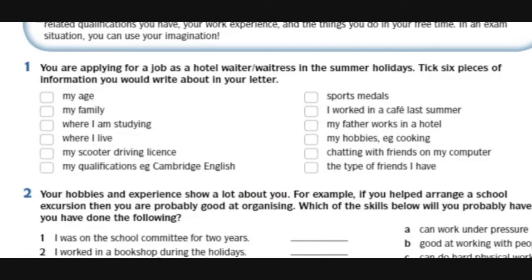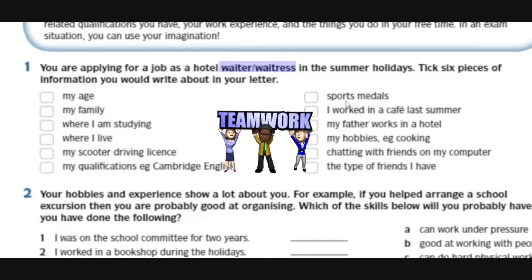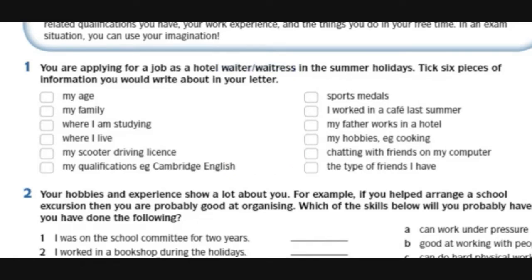So your boss knows that this student is very good in sports. Although sport is not really related to the waiter or waitress job, from there he knows your personality. He knows that he has an athletic spirit. Or this person may be good in working with people because in some sports you need teamwork, right? So this one, I worked in a cafe last summer, refers to your working experience. So you let the boss know that you have similar working experience, then your chances of being hired will be higher.